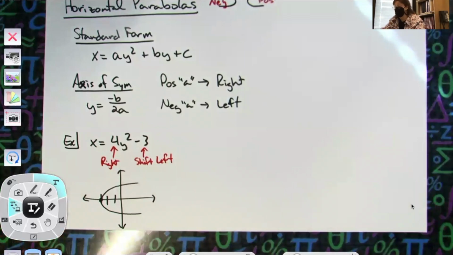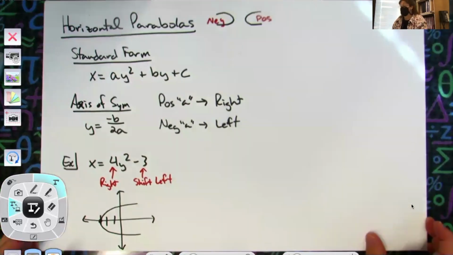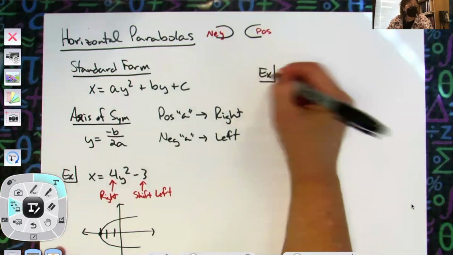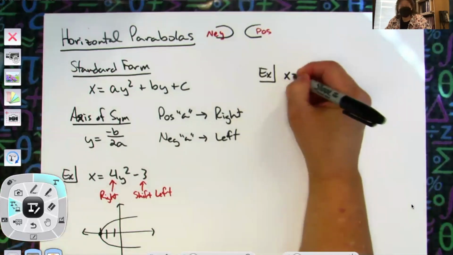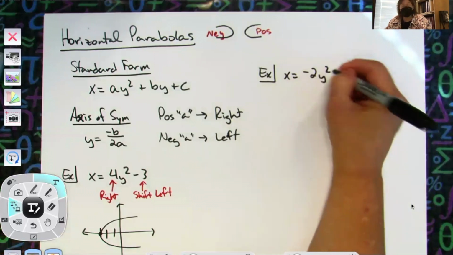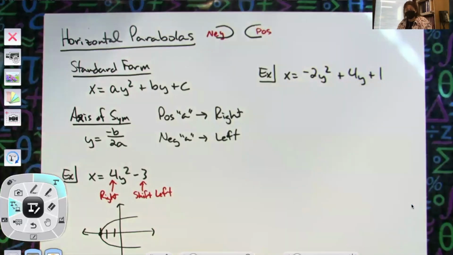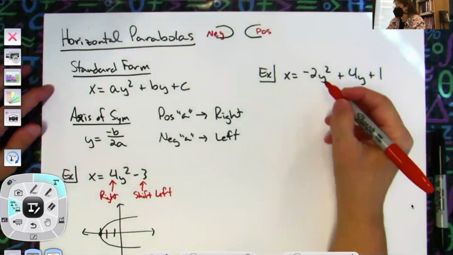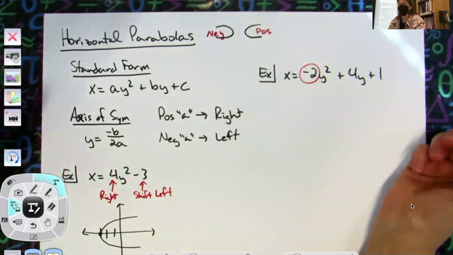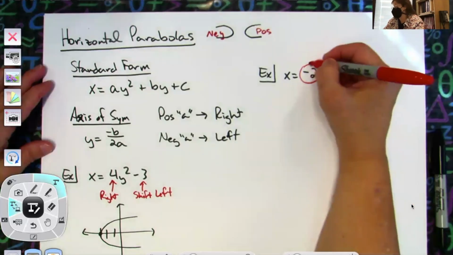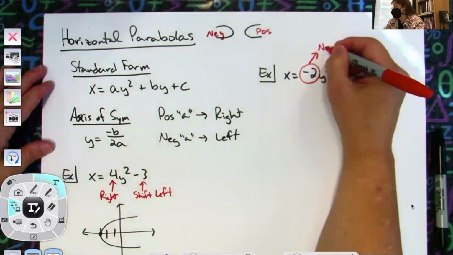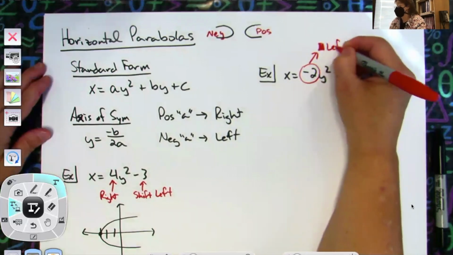They might give them to you in standard form. So let's do standard form. Let's suppose we've got X equals negative 2Y squared plus 4Y plus 1. So it's in standard form, which means you've got to do a little bit more work to find that axis of symmetry and maybe the point of the vertex. You're still going to look at this leading coefficient. It's a negative 2, so that's telling us what? We're going to open to the left.